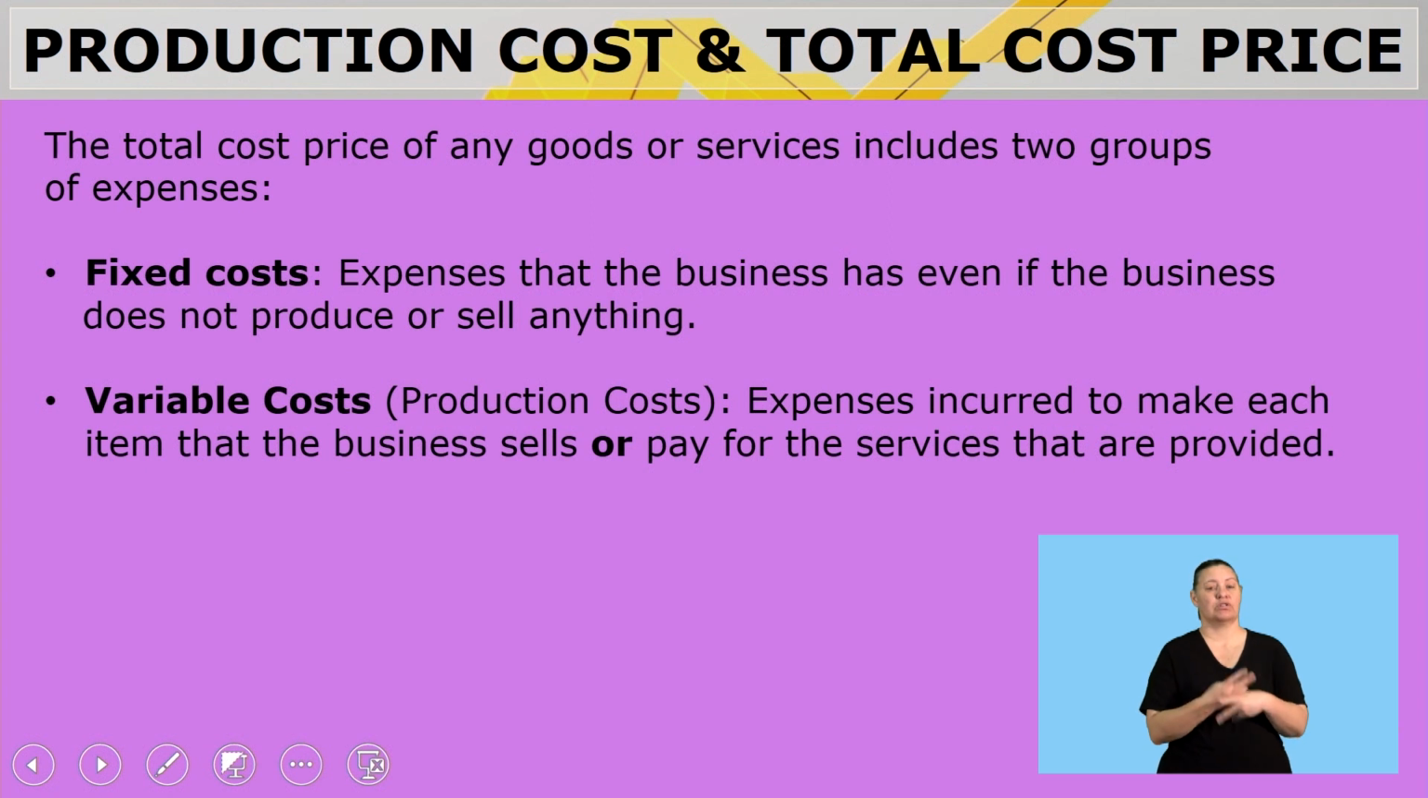Now, production cost and total cost price. The total cost price of any goods or services includes two groups of expenses. The first one is your fixed costs. That is expenses that the business has even if the business does not produce or sell anything. It is also called its overheads. Then the variable cost is the production cost. This is expenses incurred to make each item that the business sells or pay for the services that are provided.